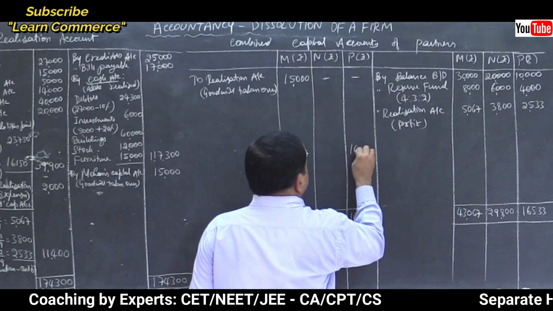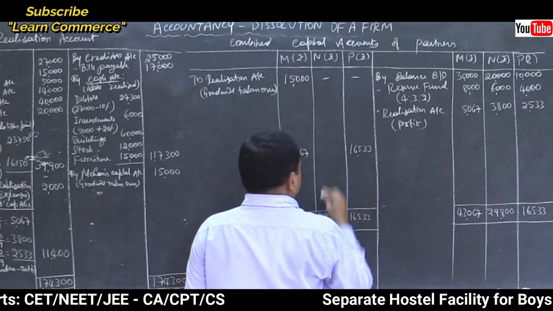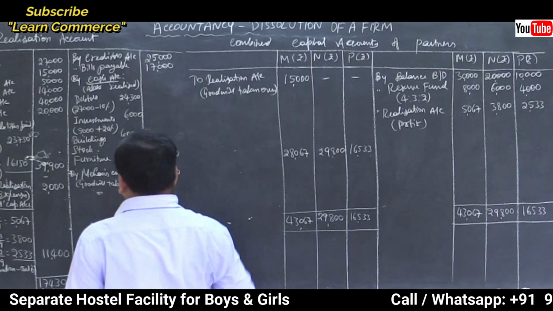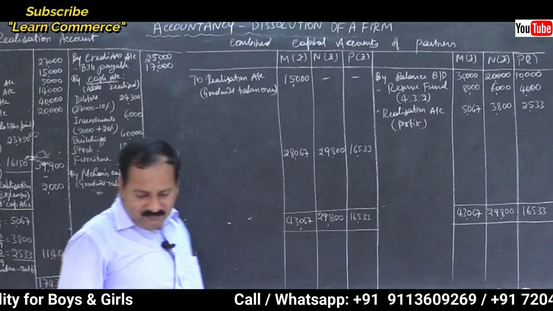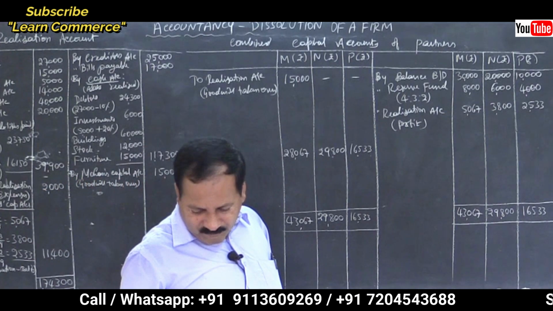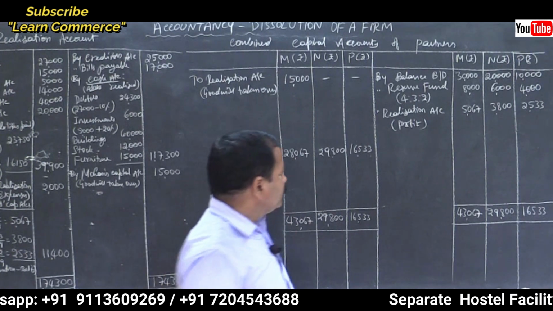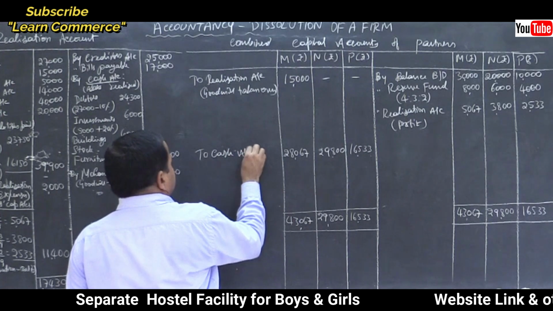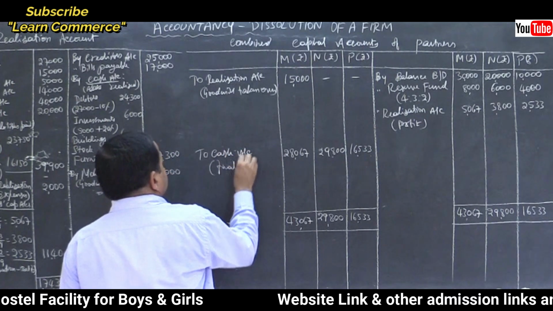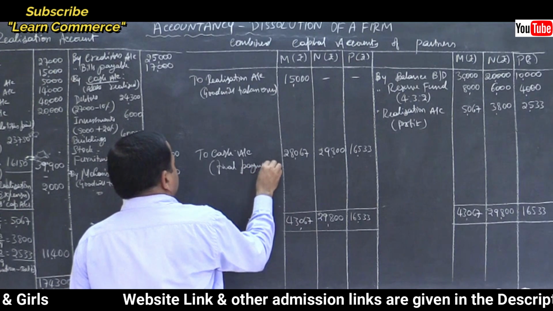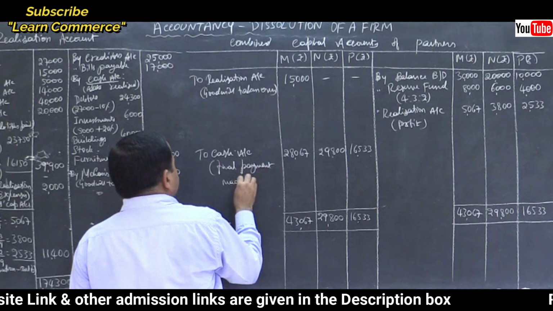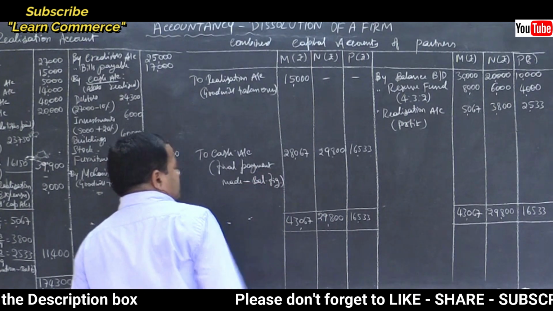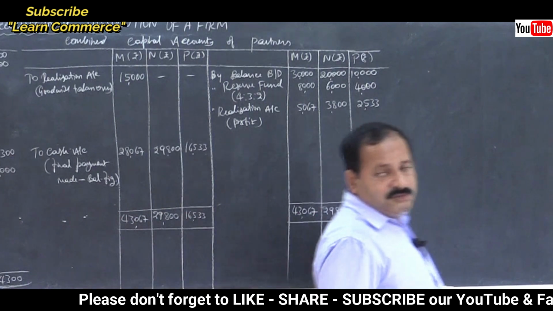16,533. Here 29,800. Make payment. Which entry do you have to pass? Cash entry, right? Yes, it is. To cash account, final payment made, balancing figure. Yes, that's all. It's done. Your capital account is done.